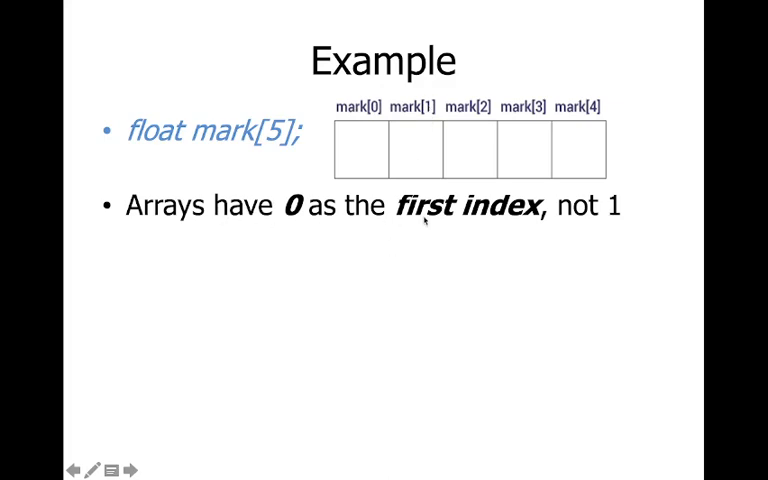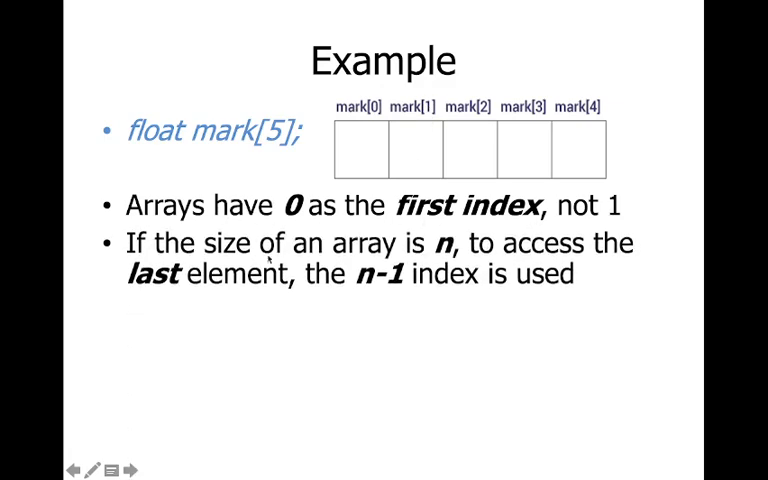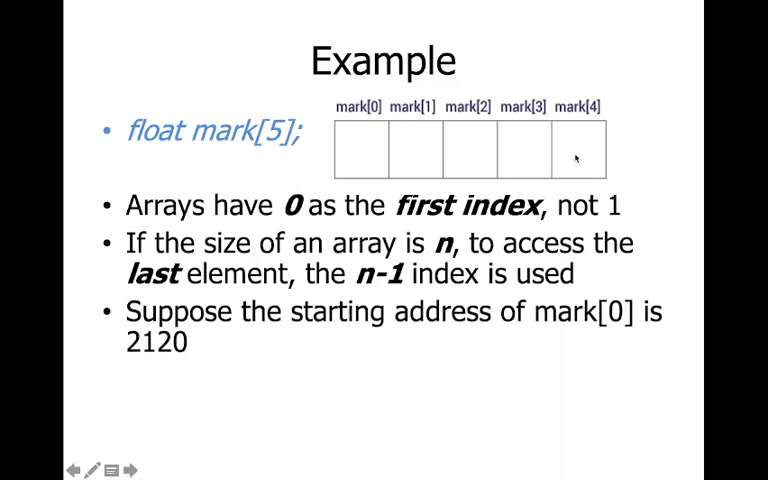So arrays have 0 as the first index and not 1. If the size of an array is n, so here the size is 5, to access the last element, the n minus 1 index should be used. Since it is a 5 element array, 5 minus 1, 4 should be used. Marker 4 should be used to access the last element.